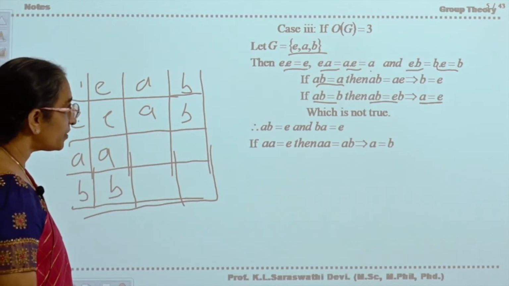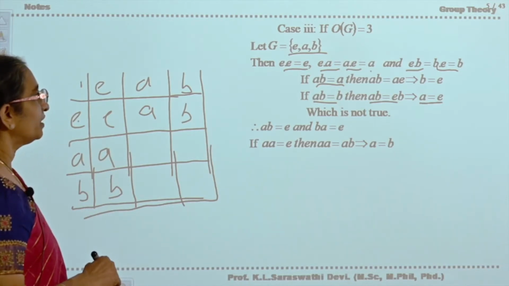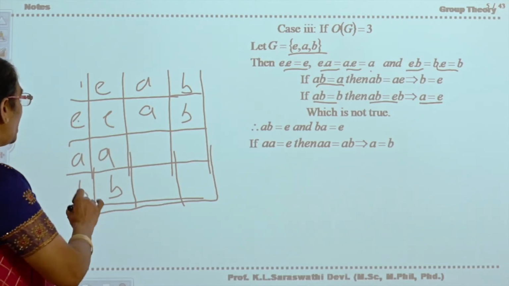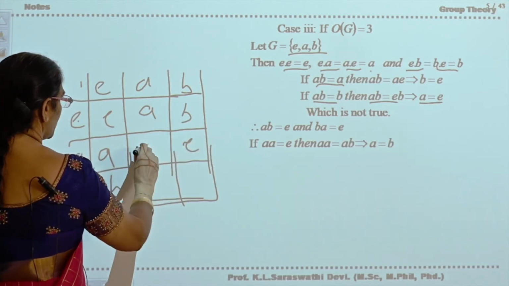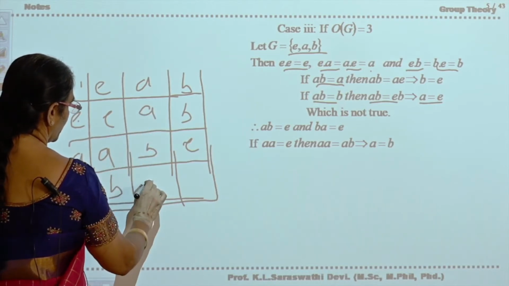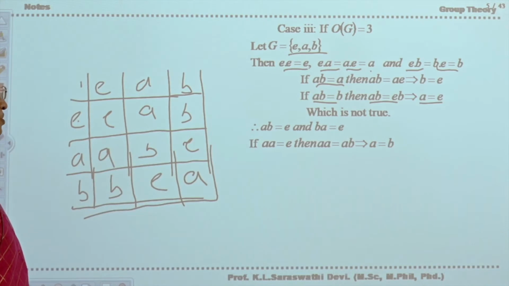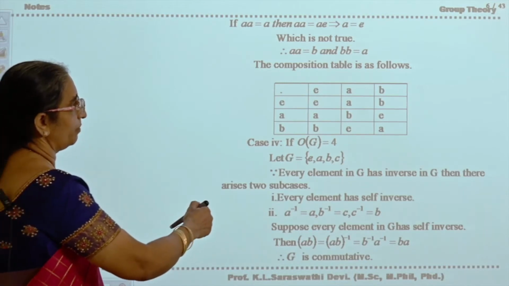Not possible. Therefore, what you have to take? AB is equal to E, A square is equal to B, and BA is already there, E, A. Now this is the composition table, okay. Therefore, you can say that the order of G is here also the same.